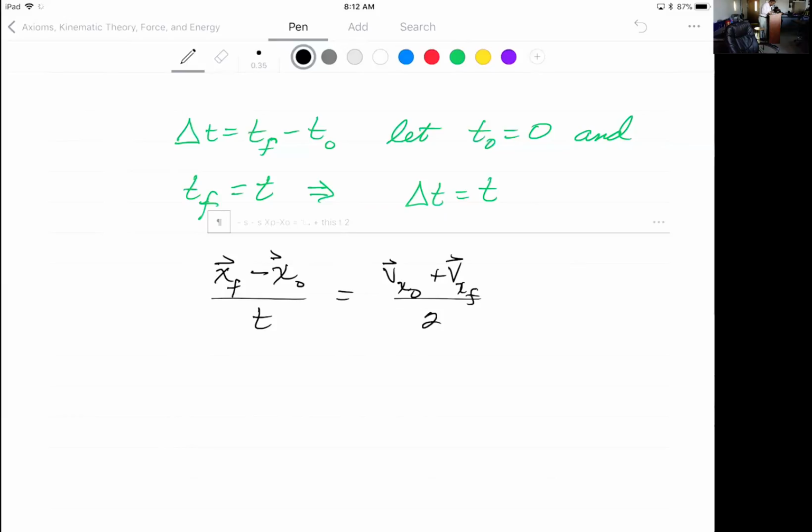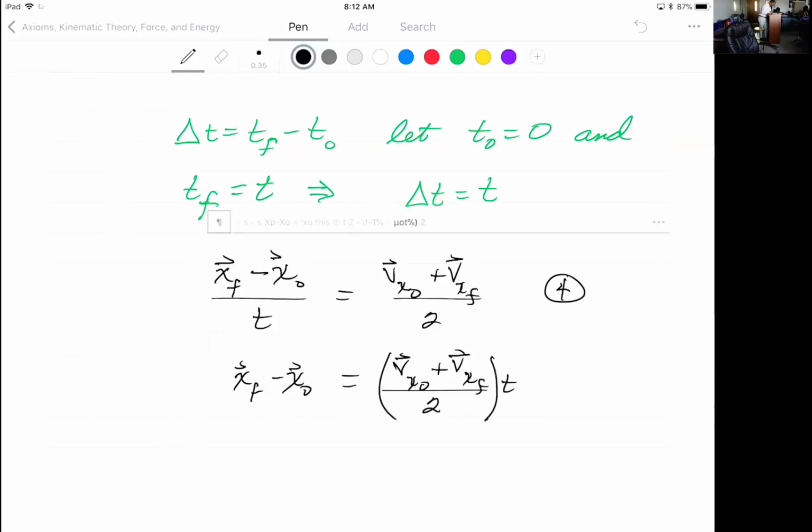All right. You guys remember that? Yes, no, no, no, yes. Kind of, sort of. All right. So this is equation number 4. I'm just going to go ahead and solve for the displacement in the x direction. Displacement is a vector. And it's just the sum of the velocities over 2 times t. I'll just call this equation number 5.